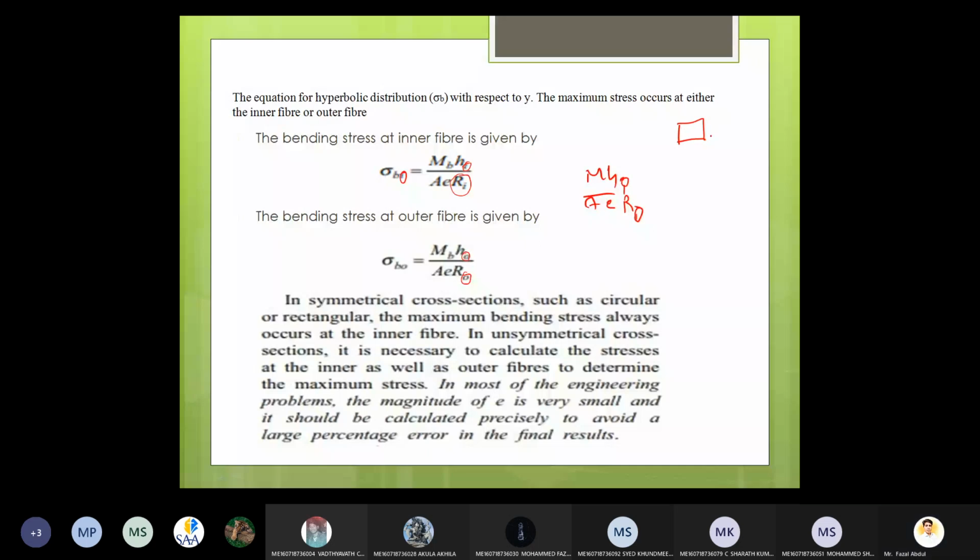Suppose this is a beam, this is the front view and this is the side view, neutral central axis. So where is the possibility of generating the maximum bending stress? Either here or here at the central axis. But if the figure has a non-symmetrical portion, where is the maximum bending stress in these situations? For that reason we have to calculate sigma bi as well as sigma b naught.